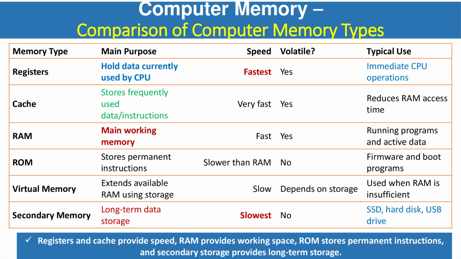This slide summarizes the main types of computer memory. Registers are the fastest, followed by cache and RAM. ROM provides permanent storage for firmware and boot instructions, while virtual memory extends the available RAM using secondary storage. Secondary memory provides the largest and most permanent storage. In simple terms, registers and cache provide speed, RAM provides working space, ROM stores permanent instructions, and secondary memory provides long-term storage.